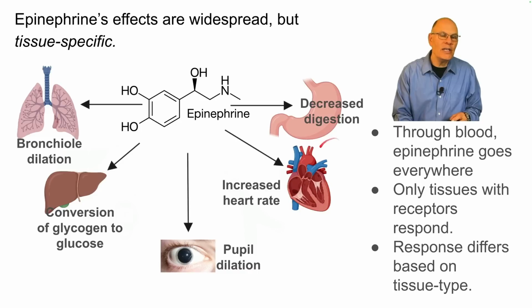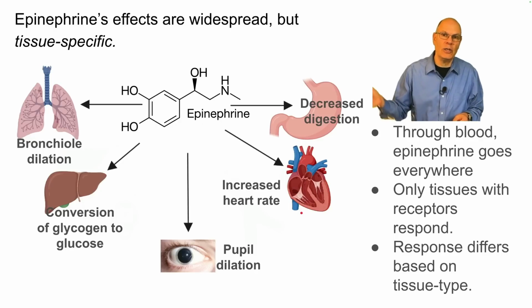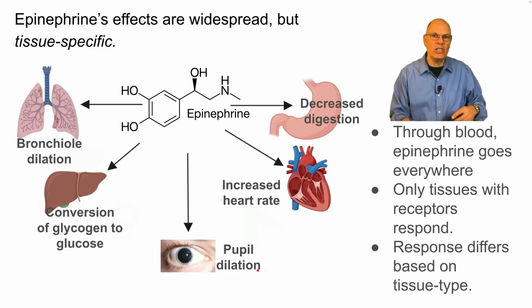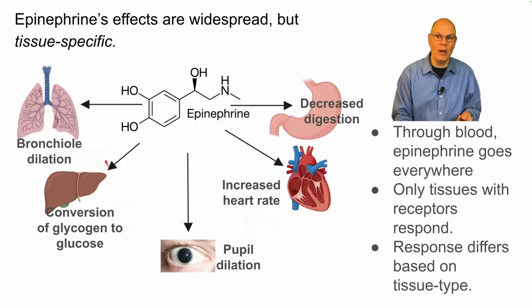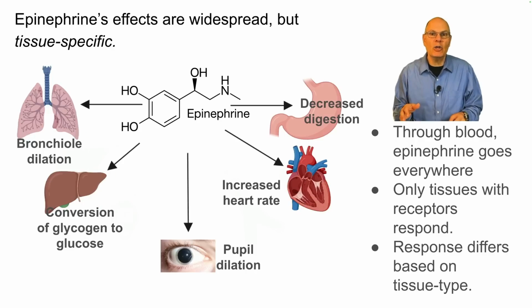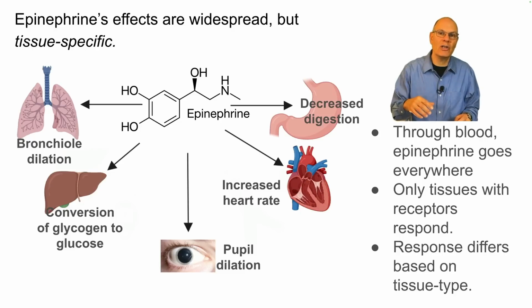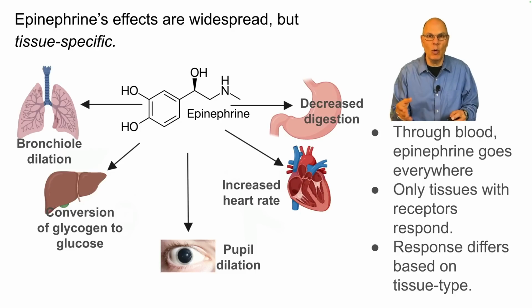So all of these are adaptations that are part of the fight or flight response. Over here we'll decrease digestion, because when you're trying to fight off some mortal threat, you don't need to be digesting at that moment. You want to increase your heart rate so that you can deliver more food and oxygen to your cells. Pupil dilation, more light, you're going to have better senses. Conversion of glycogen to glucose gives your cells, your muscle tissue, more energy to fight or flee. And bronchial dilation allows you to get more oxygen into your lungs so you can deliver more oxygen to the cells of the body.